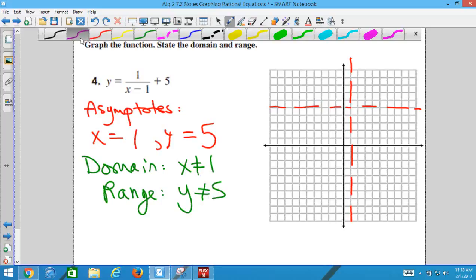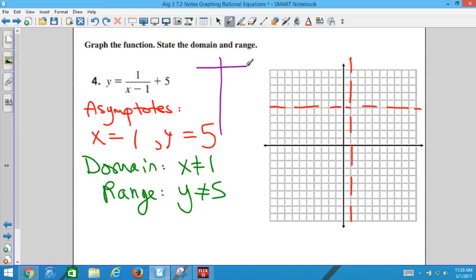And then we go to plug in some points, and you want to plug in something that makes the denominator easy. I plugged in 0, and I plugged in 2. So when I plugged in 0, I got 1 over -1 plus 5, which is 4. And when I plugged in 2, I got 1 over 2 minus 1 plus 5, which is 6, right? Now I'm going to draw my branches and then celebrate.